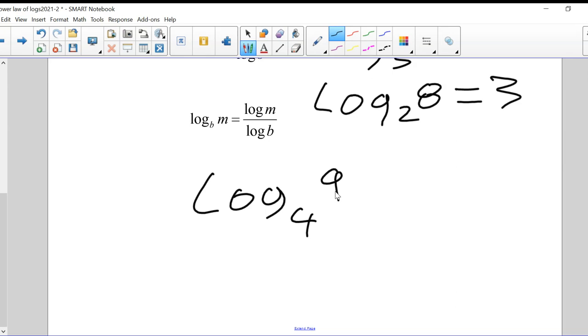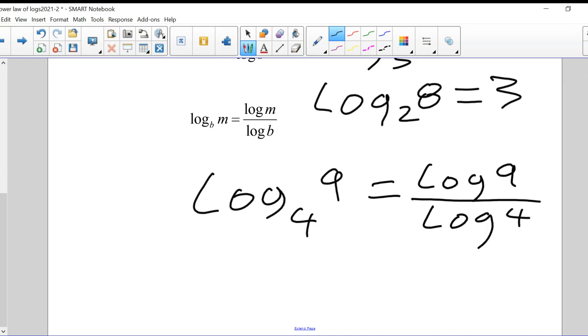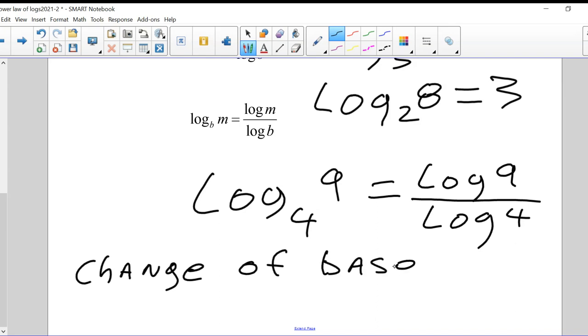I just don't know. But according to the line above it, if I wanted to find the log base b of m, or in this case the log base 4 of 9, then all I have to do is take the log of 9 and divide it by the log of 4. That's what the change of base formula allows us to do. The base initially was base 4, but we just do the log of 9 over the log of 4.